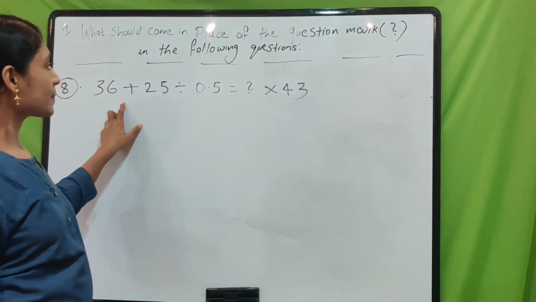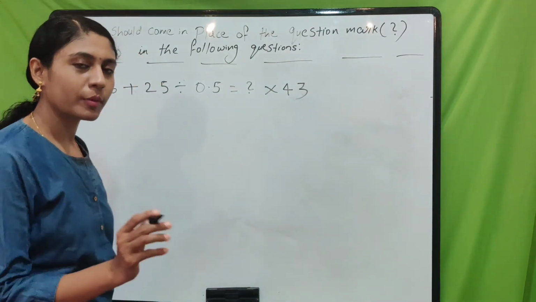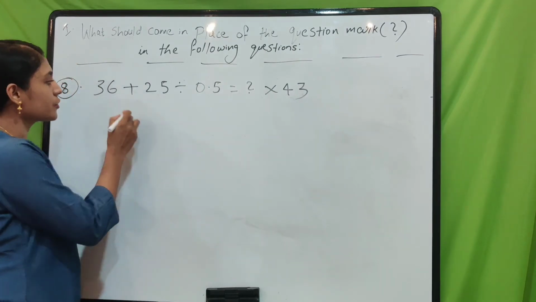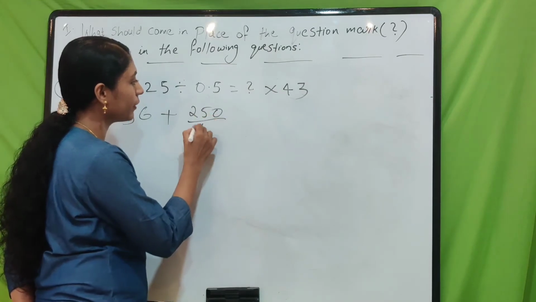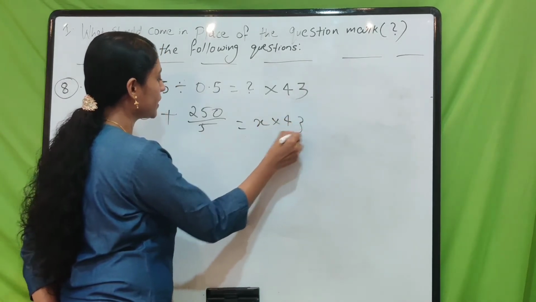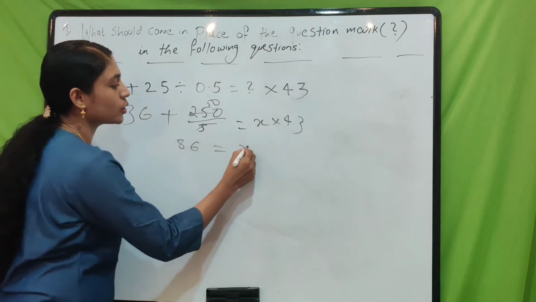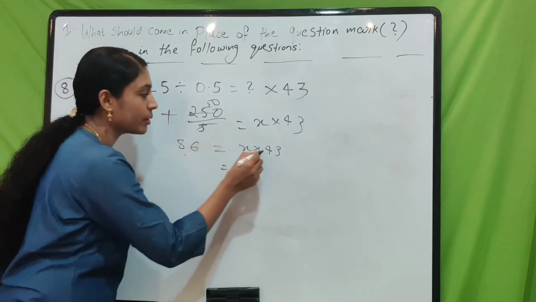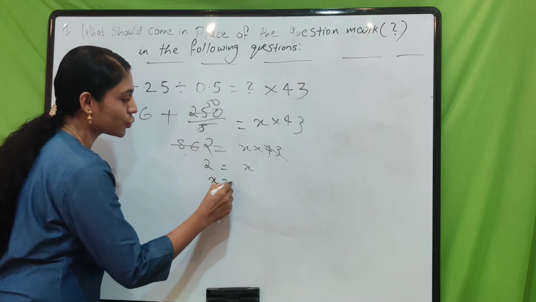Eighth question is 36 plus 25 divided by 0.5 equal to question mark into 43. And according to the BODMAS rule, first you do division, right? Then only you do addition and subtraction. So 36 plus 25 divided by 0.5. We can write it as 250 by 5, right? In order to remove this decimal, is equal to x into 43, right? And here it becomes 50. 36 plus 50 it is 86. 86 is equal to x into 43. From here we will get the value of x, as 86 is divisible by 43, right? Because 43 into 2 it is 86. So x is equal to 2.